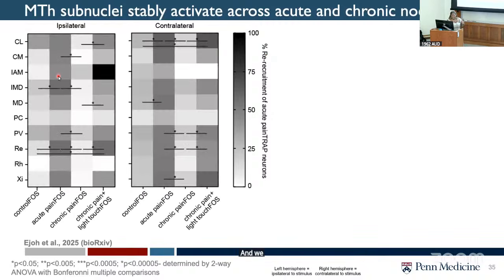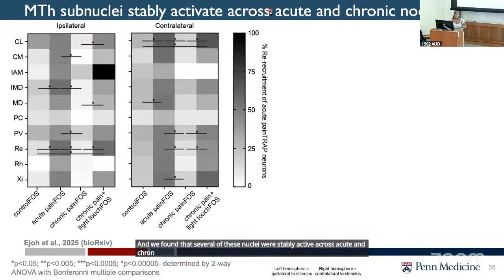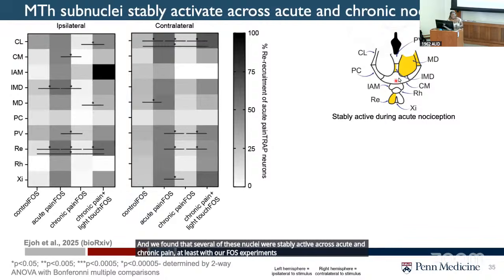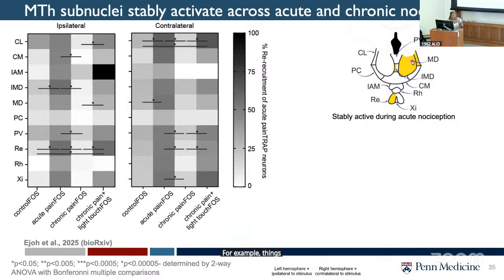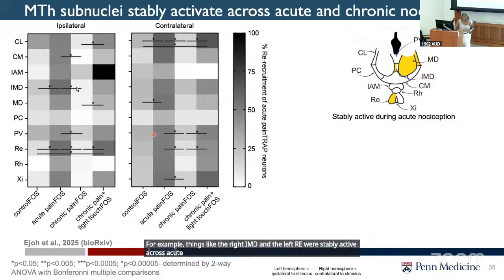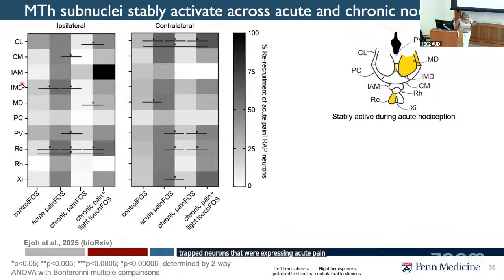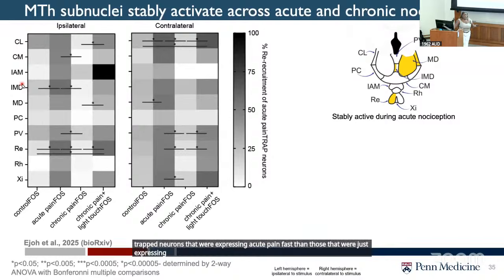And we found that several of these nuclei were stably active across acute and chronic pain, at least with our FOS experiments. For example, things like the right IMD and the left RE were stably active across acute pain. In this case, there are significantly more acute pain TRAPped neurons that were expressing acute pain FOS than those that were just expressing control FOS, representing this population that is activated during both, that is significantly outnumbering those that are just re-expressed later at rest.